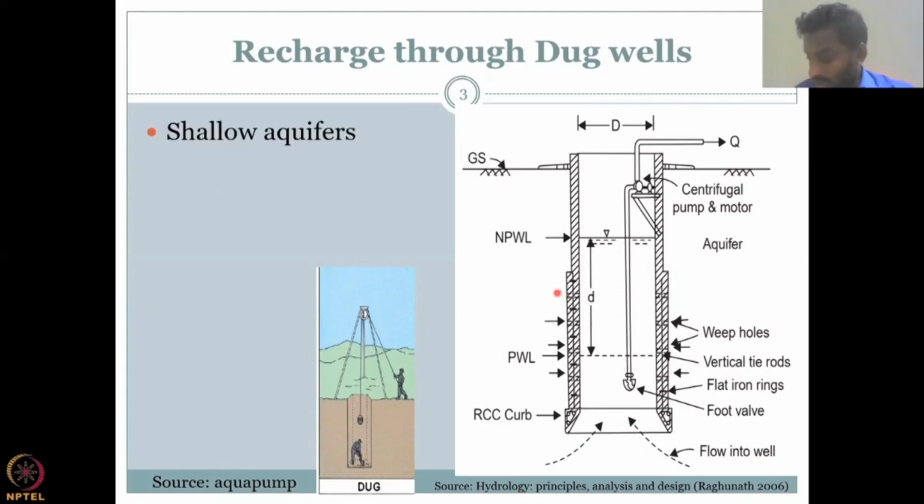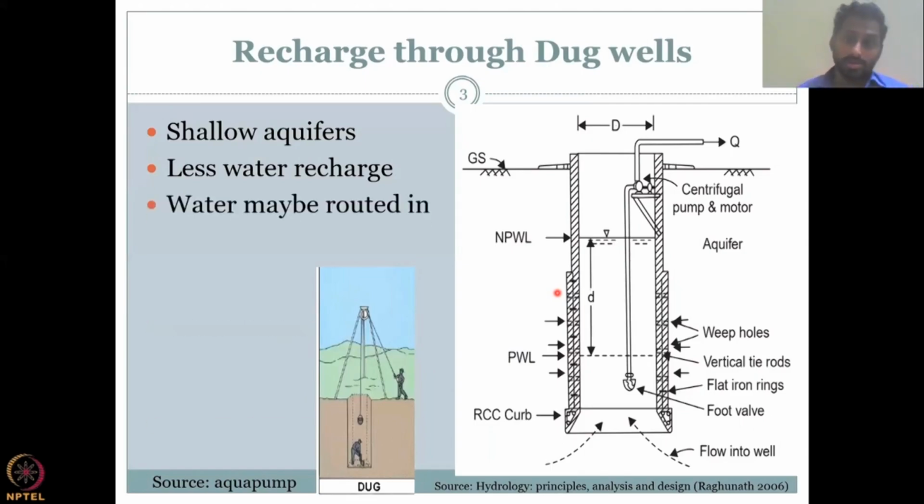So it's mostly for shallow aquifers. As I said, shallow is the lesser depth under the ground, and mostly for unconfined aquifers. It cannot pass through confined materials. So just be careful about whether it is confined or unconfined. Less water recharge. It's not much fast water recharge. There's no mechanism to push the water recharge. And also there is interference from other recharge. So you have to be careful. Is it full recharge or slow recharge?